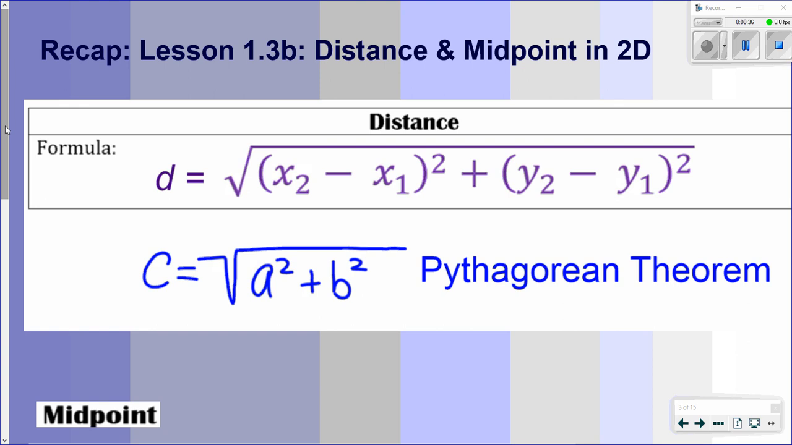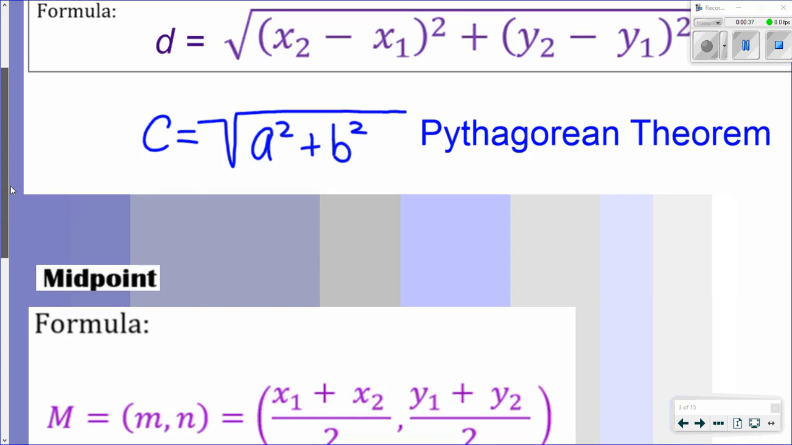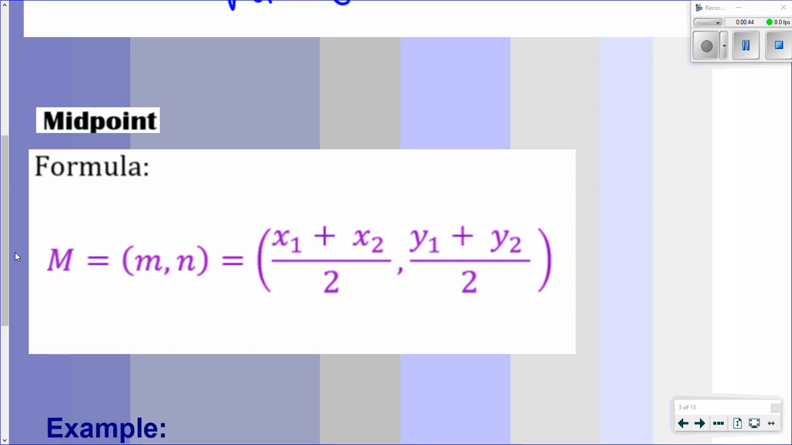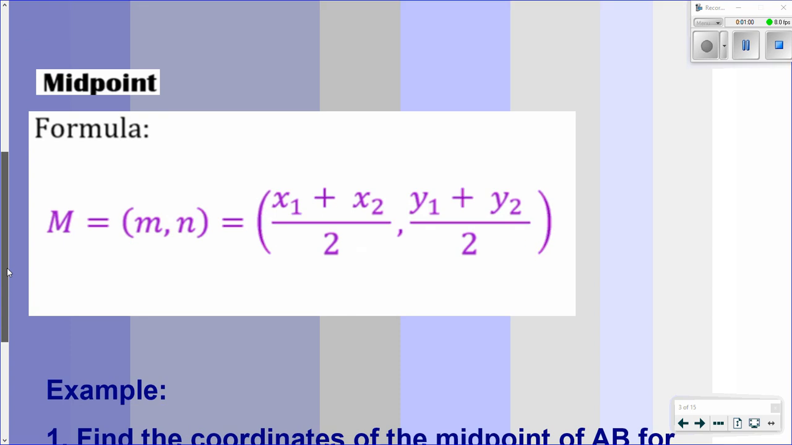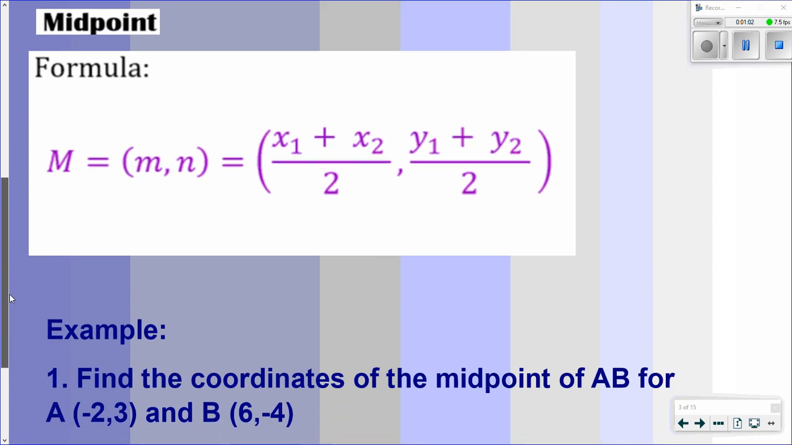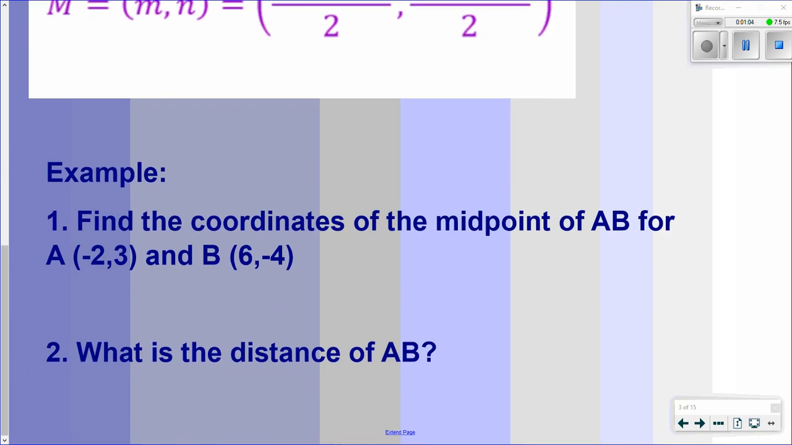You also learned midpoint. When you have your midpoint with two coordinate points, it gives you M equals (x1 plus x2 over 2, y1 plus y2 over 2). So basically it's almost like you're taking the average of the x's and the average of the y's, the two points added and divided by 2 for midpoint. So we're just going to do a few examples based on those two formulas.